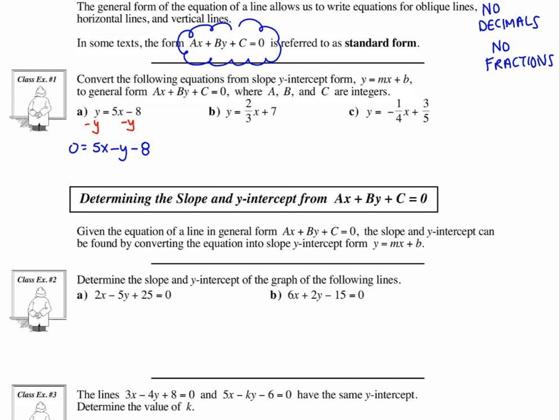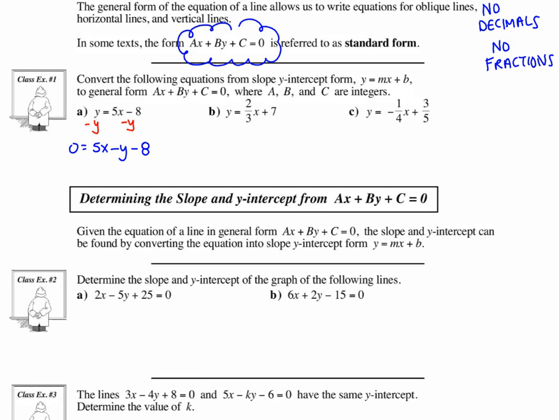Is that general form? Yes. Are they all integers? Yep. Everything's on one side? Yep. And is a positive? Is the coefficient of x positive? Yes. Those are the three conditions.